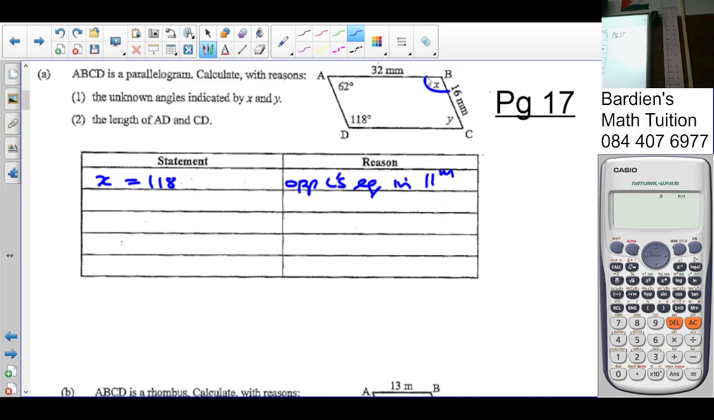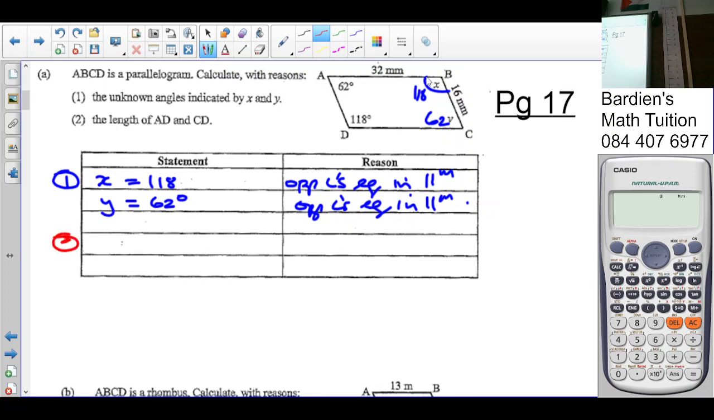Okay, it's fine. Right, people, y is equal to what? 62, because opposite angles are equal in a parallelogram. Also note that I populate the diagram. I write the information in on the diagram. Right, that is number 1. Let's go to number 2.